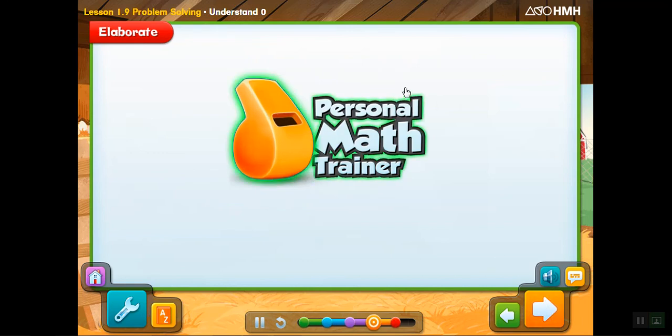Now let's practice with the personal math trainer. Okay, in your workbook, you're going to basically be doing the same thing we just did. You're going to be starting with a number in a set, just like we had 3 sheep or 3 hearts or 2 eggs. Then you're going to take those things away and see what you have left over, okay? And that number is going to be 0.